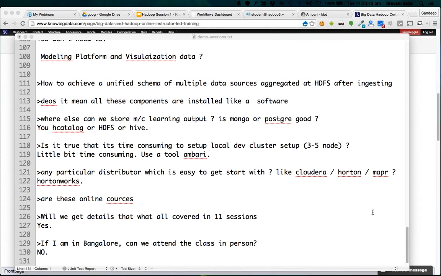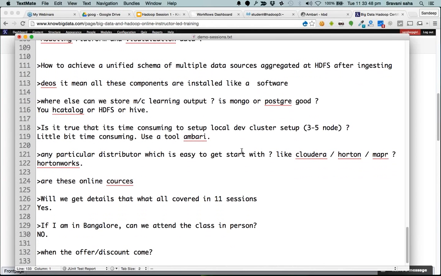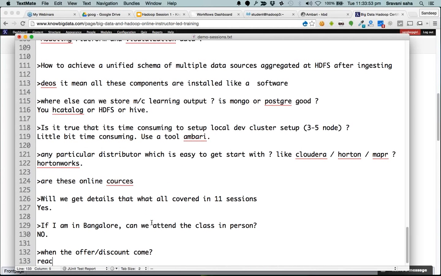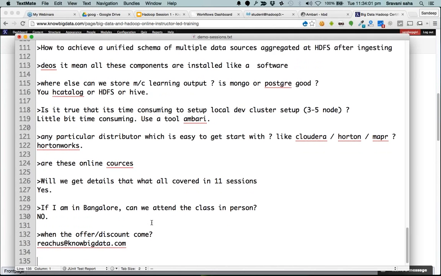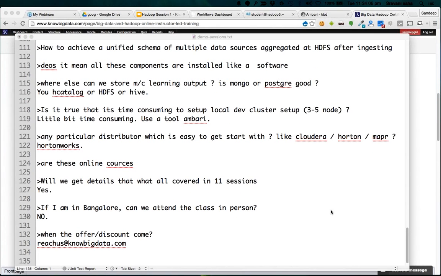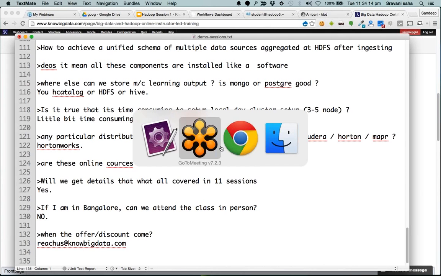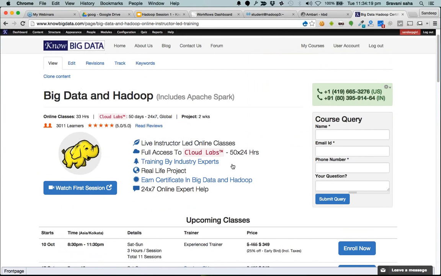Raj's question is, when do the offers and discounts come? You can just come online or drop us an email at reach us at no big data, so we can discuss it further. Because there's somebody else who takes care of this. With respect to offers and all of this, I generally take care of the classes. So you can basically write to us, and this is our website. You can have a look at it.